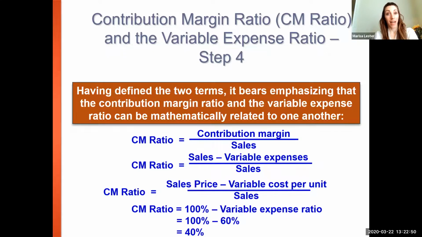And then we'll look at how we actually can use it, right? So CM ratio can be equal to total CM divided by total sales. CM ratio can be equal to total sales minus total variable expenses, which is CM, divided by sales. CM ratio can be my sales price per unit minus my variable cost per unit, that's my CM per unit, divided by my sales price. Or my CM ratio can be 100% minus my variable expense ratio. So there's so many different ways that you can calculate the CM ratio at 40% here.